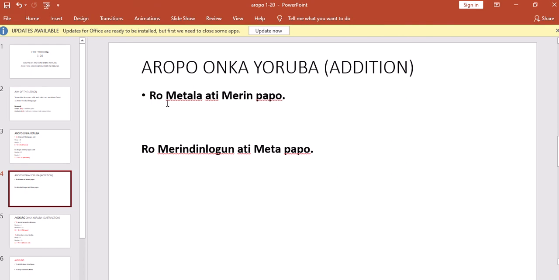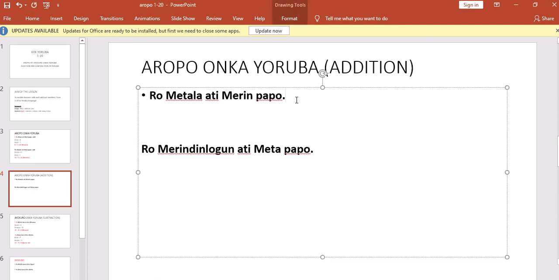Ó sọ pé row mẹ́tàlá àti mẹ́rin papọ̀. The first step is to do what? What is the meaning of row? That is add. That means this question is telling us to add. Okay, after we have known that we are adding, what are we adding? Mẹ́tàlá, kí ni mẹ́tàlá?